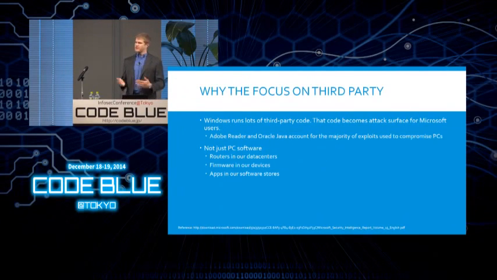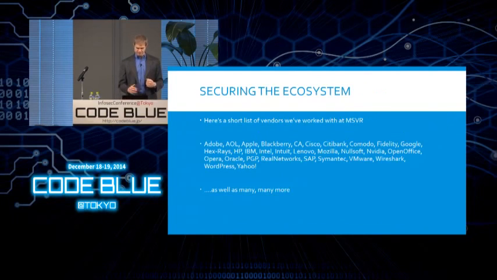The reason why we're so interested in doing this is third-party code is very important to Windows. We run lots and lots of third-party software on our platform. In fact, third-party software is more commonly used to exploit Windows users than anything built into Windows or made by Microsoft. So this is very important to us. We also have third-party routers and firmware running in our data centers and in our devices, and we have third-party apps in our software stores. So this is a very important area for us.